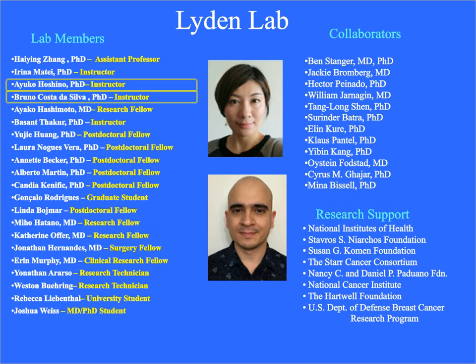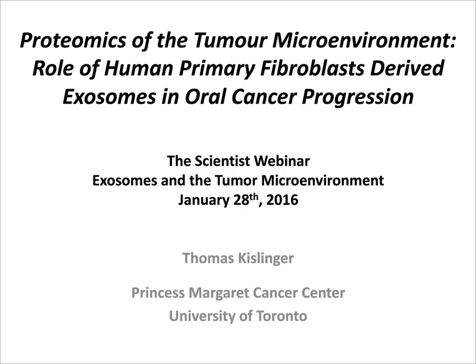Thomas Kislinger. Dr. Kislinger received his MSc in Analytical Chemistry from the University of Munich, Germany, completed his PhD investigating the role of advanced glycation end products in diabetic vascular complications at the University of Erlangen, Germany, and Columbia University, New York. Between 2002 and 2006, he completed a postdoctoral fellowship at the University of Toronto using shotgun proteomics to investigate organelle dynamics in mouse models of human disease.